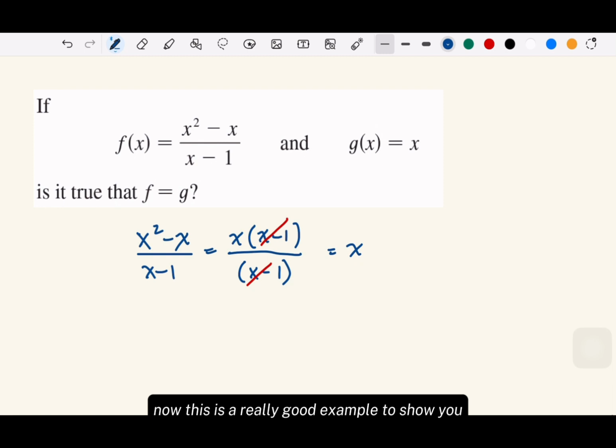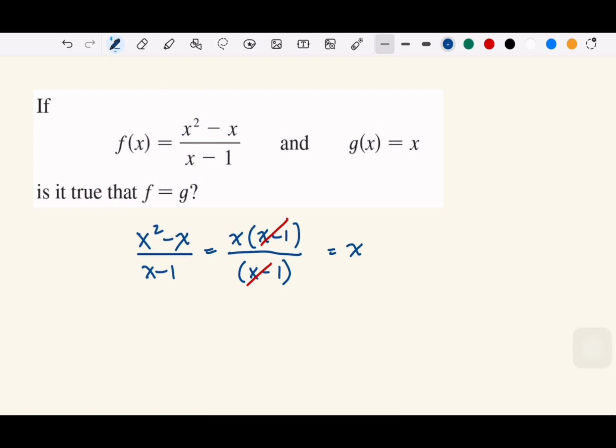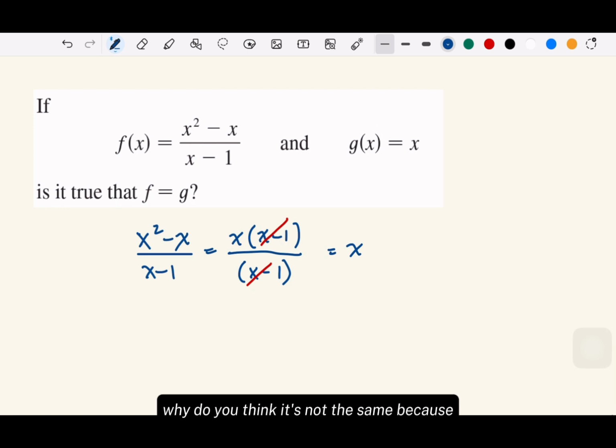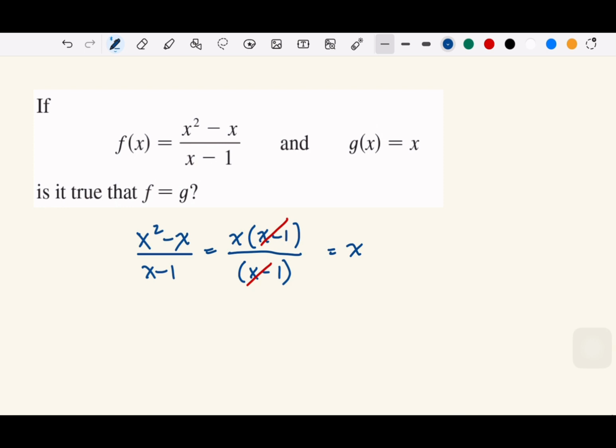Now this is a really good example to show you what is a function. Okay, anyone who disagrees? Did you disagree before? Why do you think it's not the same? I'm basically lost right now. Okay. Anyone? You have to say something? Good. Okay. Very good.